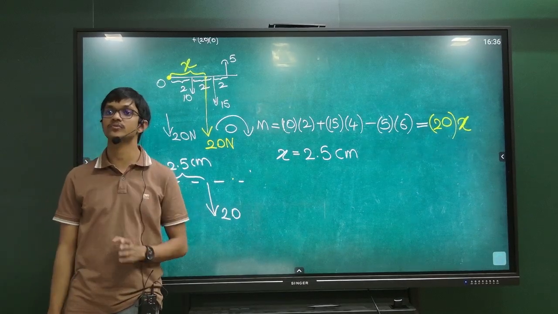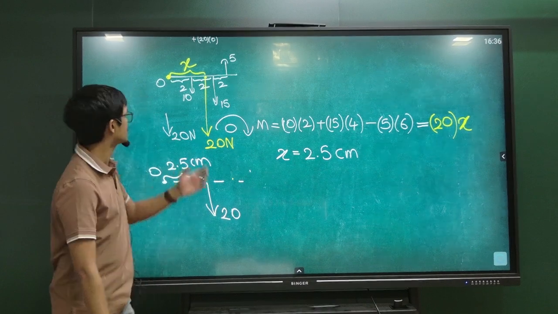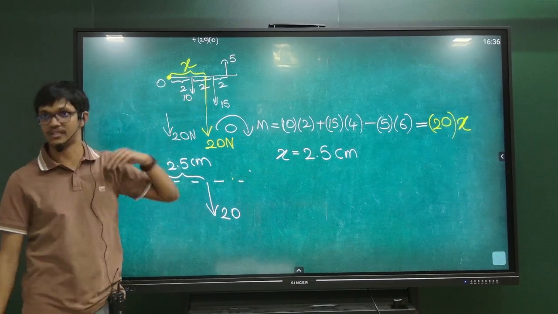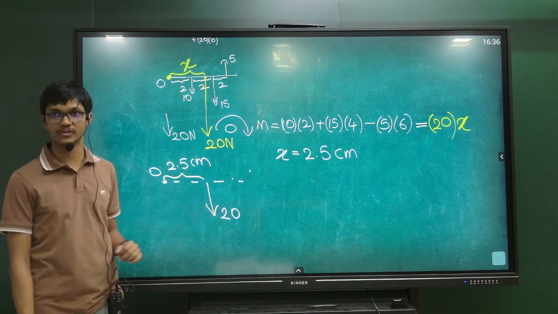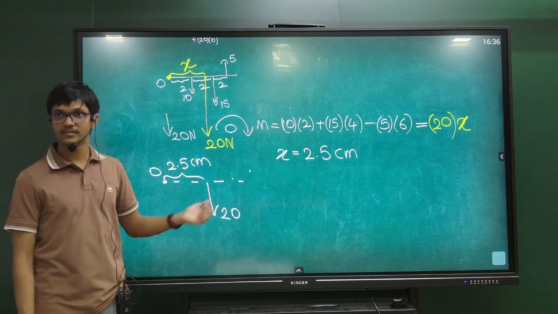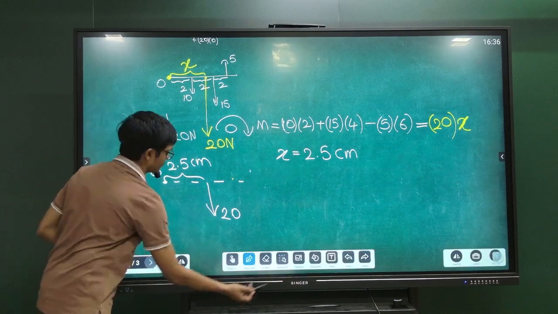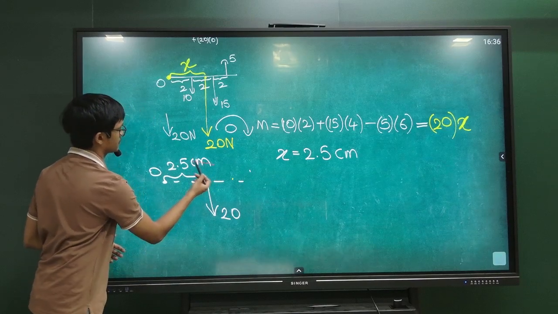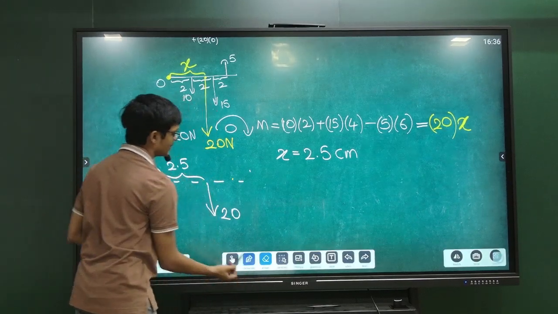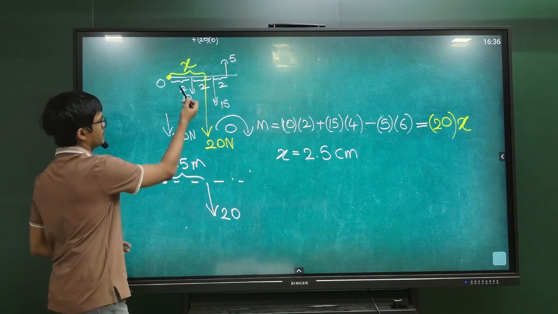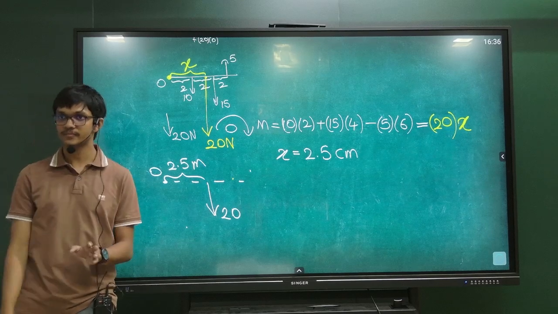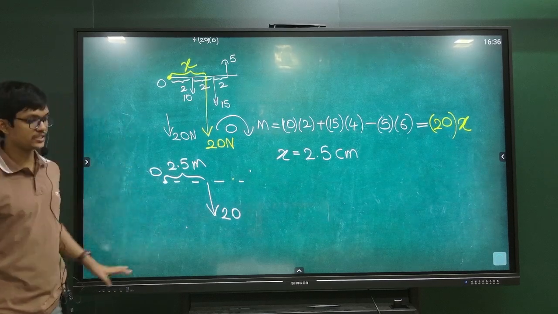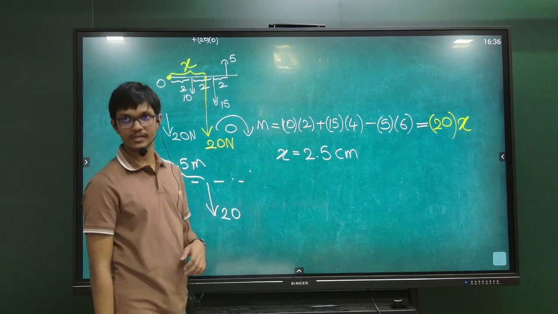Okay, anyways, if these are centimeters, then this is centimeters. If these are in meters, this is in meters. So, is it clear? Let's write it as meters then. If everything is in meters, answer will be in meters. If 2 is meters, then this 2.5 is meters. Is it clear? This is principle of moment.